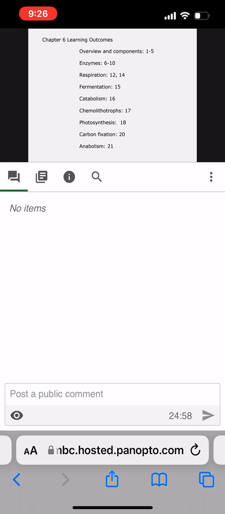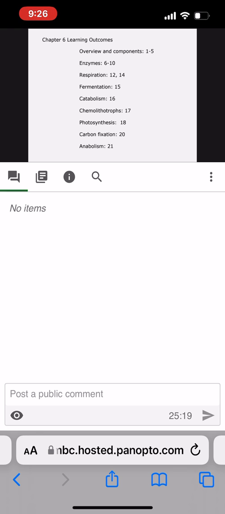The learning objectives, or learning outcomes, for this chapter are here. I'm not going to spend any time on this. Obviously, you can go into your book and look at these and write them down and answer them, or study them in this way. They're available in the presentation, so you have them to work with.